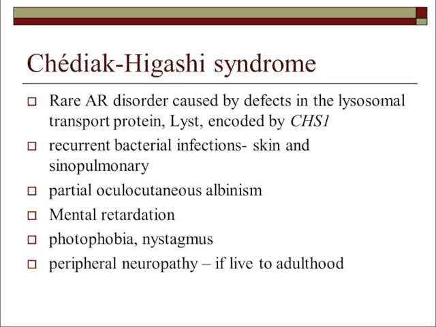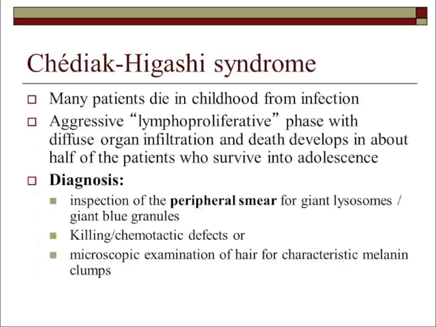If they live into adulthood, they'll have a really bad peripheral neuropathy, and all having to do with the same mechanism here. So many of them will die in childhood, but there's a larger number that are living into adulthood and late adolescence. And the way to diagnose it is you look at the peripheral smear and you'll see all these large giant lysosomes, which I'll show you.